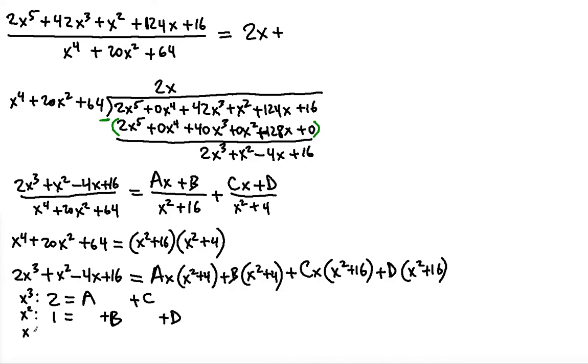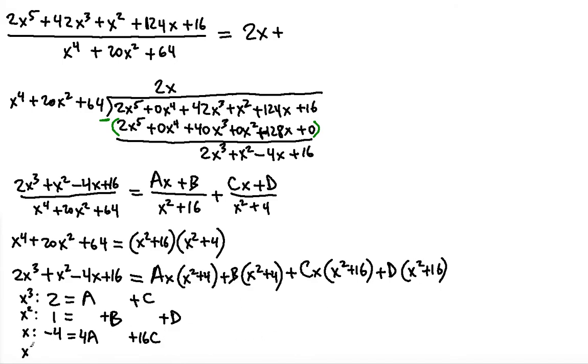Now for the x to the first power, let's see what we have. We have minus 4 as the coefficient on the left side. And on the right side, we have ax times 4, right? So definitely 4a. There's no x to the first power for the b. C does have 1, right? 16 times x, right? So 16c. So plus 16c. And d doesn't have 1.